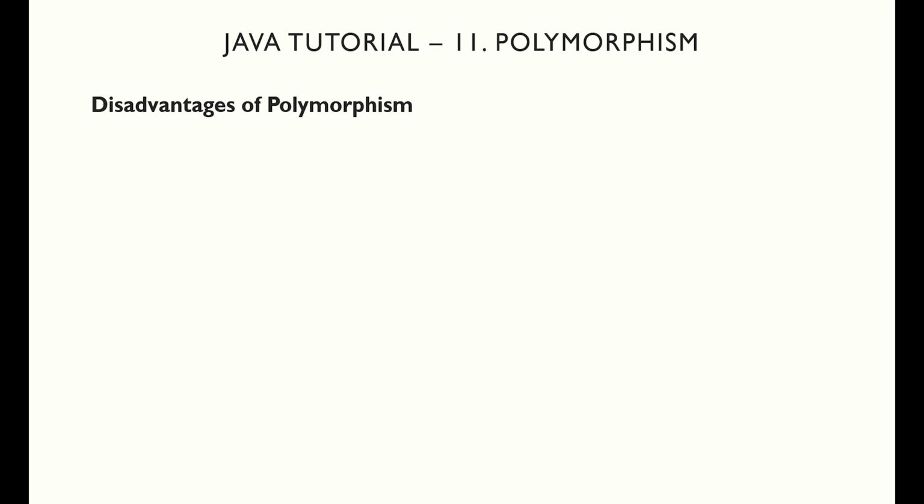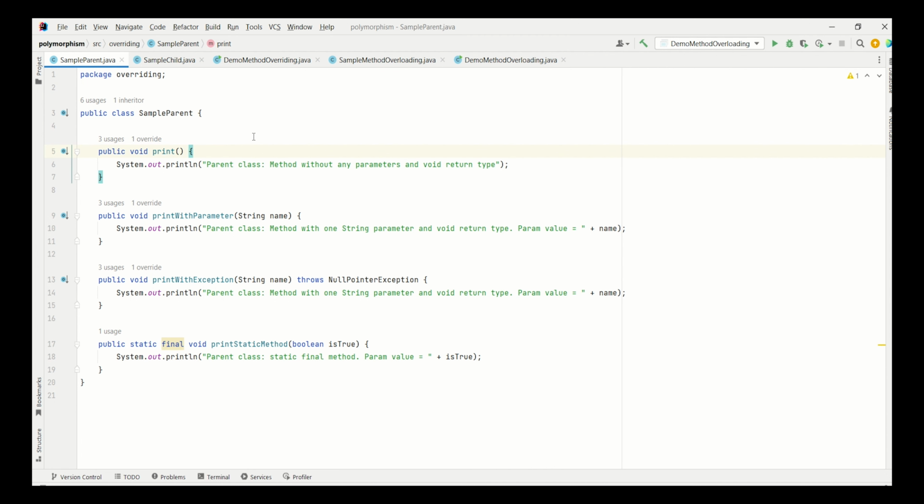Disadvantages of polymorphism: it can affect readability, making it harder to understand the behavior of an object, especially if the code is complex. This may lead to serious performance issues, as polymorphic behavior may require additional computations at runtime. Let's look at some examples to understand polymorphism in detail.